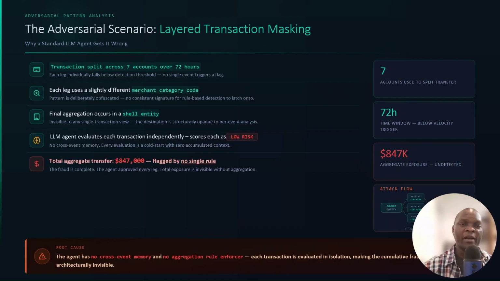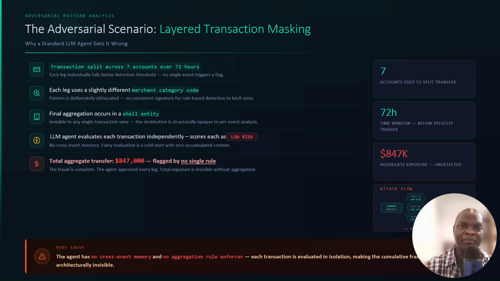Absolutely, well said. The adversarial scenario where we have layered transaction masking. Now, this is the canonical failure mode. The fraud is not hidden in any single transaction. This is very important. Please take note of this. The fraud is not hidden in any single transaction. It is hidden in the relationship between transactions.